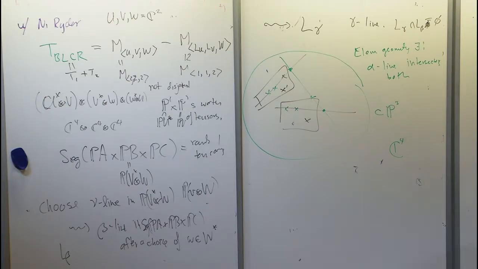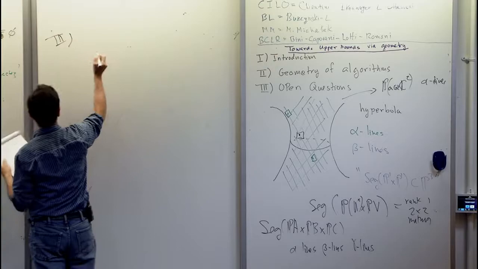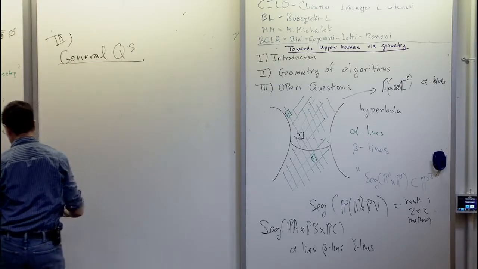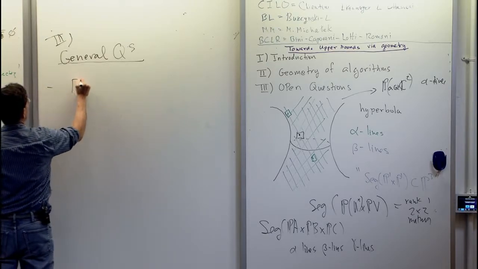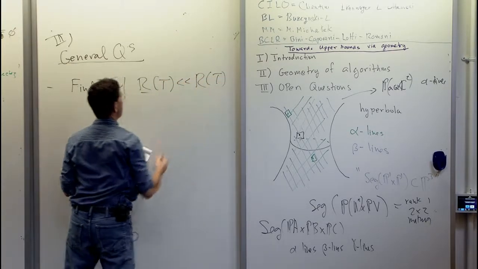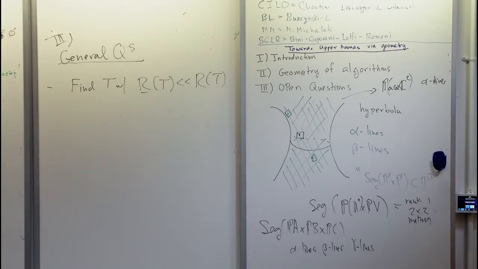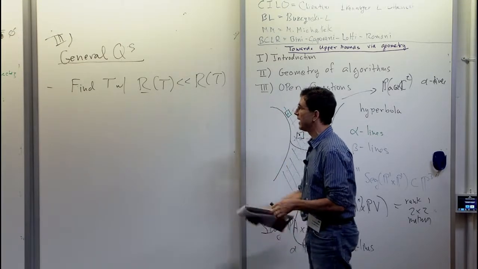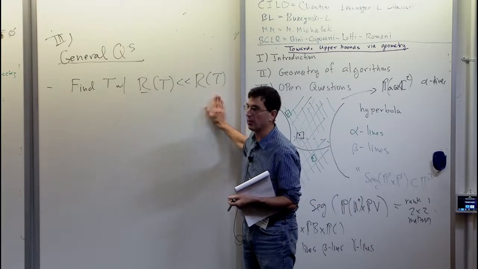Let me say a few more serious things. So let's talk about general questions, which I don't know any answers to, but these should be the guiding questions. Find tensors with the border rank of T much less than the rank of T, because as I've implicitly discussed here, all the tensors that have given new upper bounds on the exponent of matrix multiplication, the one thing they all have in common is their rank is greater than their border rank. And we now know that it's almost game over for the Coppersmith-Winograd tensor. To look for new candidates, the guiding principle should be border rank less than rank.